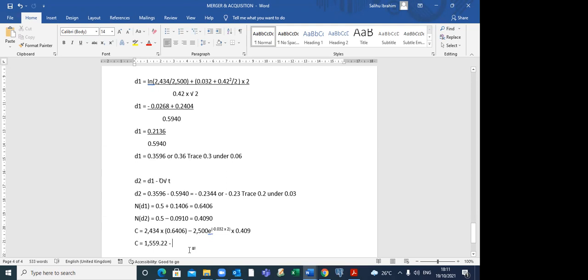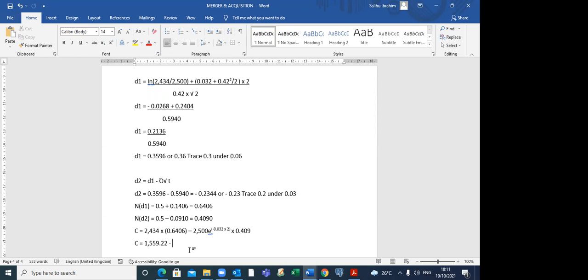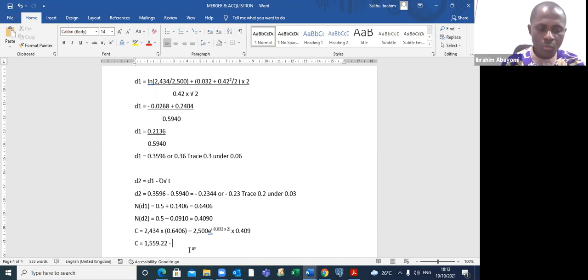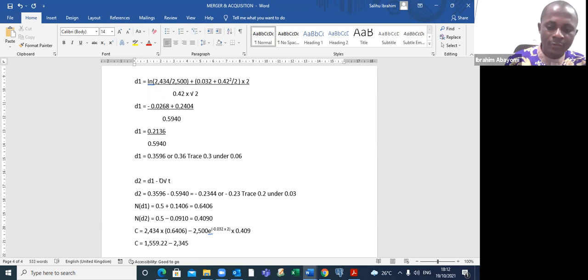Now press equal to. Times 2. I've done it already. Exponential of 2,500, open bracket minus 0.032 times 2, close the bracket. What did it give you? 2.345. It's not 2.2. It's 2, 3, 4, 5 point 0 1, to 2 decimal places.